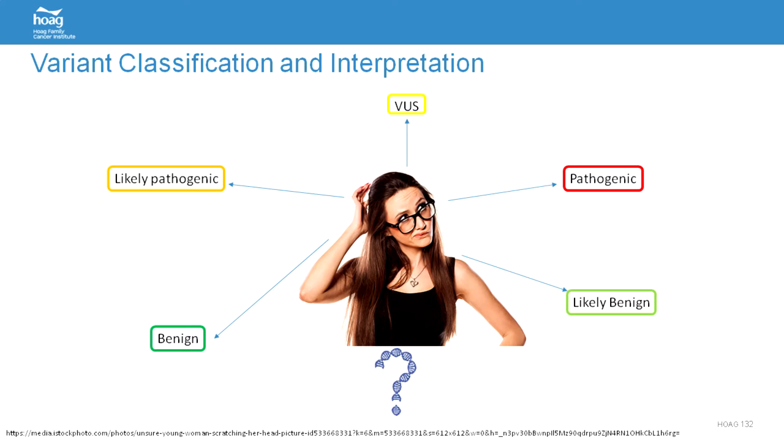Okay, now variant classification and interpretation. When you get a variant, the first thing you need to do is scratch your head and say, what am I going to do with this? There are several different steps that you need to take to be able to analyze, classify, and interpret a variant. I will have a couple of examples today, but it's not a full treatment. It's just a basic classification.